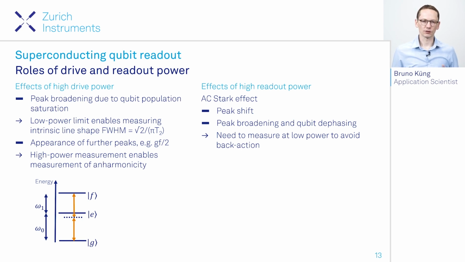Then this was control. Then there's a readout power as well. So here the effect to be aware of is the AC Stark effect, and the AC Stark effect would cause a shift of the qubit resonance peak as a function of the number of photons that are in the readout resonator, and the average number would determine the shift that we see, and this photon number also fluctuates, which leads to a broadened peak as well, and leads to dephasing, and normally both these effects we don't want to have in the end, so we also need to measure at low readout powers to avoid these effects of measurement back action.